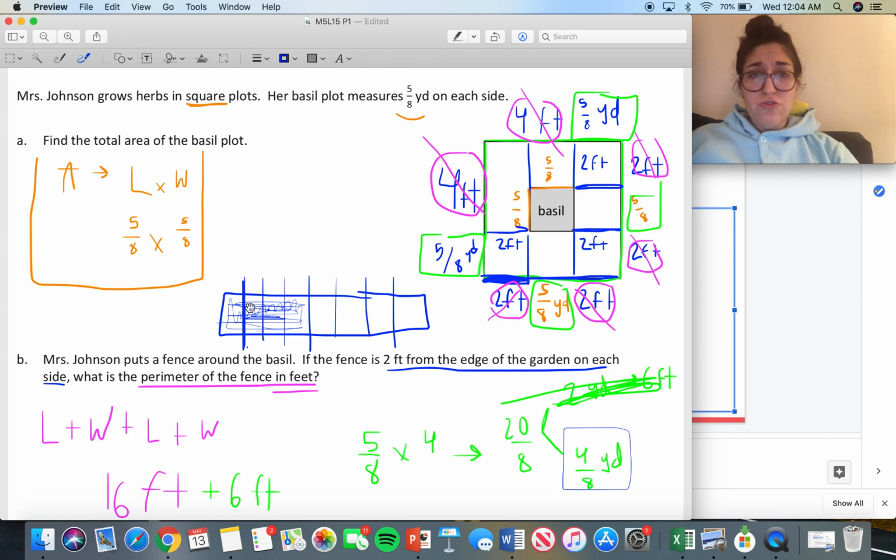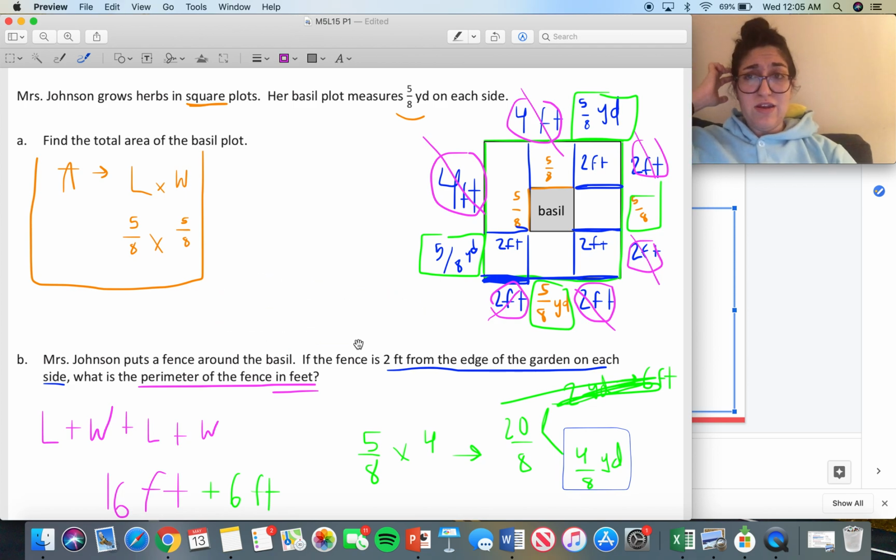Okay. So here's 4/8 of the yard, right? 1, 2, 3, 4, 5, 6, 7, 8 is 1 yard. I colored in 4 of them. But now I need to figure out, well, how many feet is this? Remember that a yard has 3 feet. So it would be like 1, 2. I think that works. Sorry, my computer's being very weird.